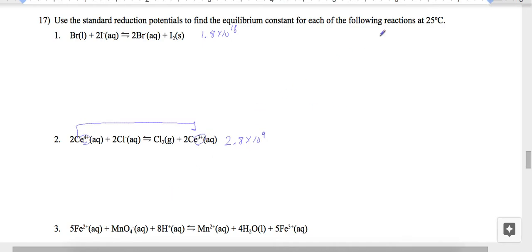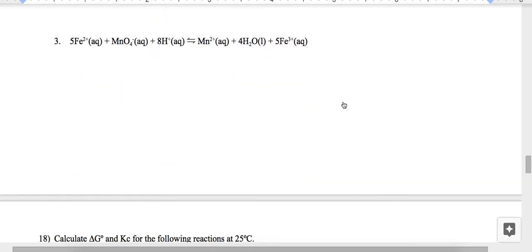Number 3 is the one that looks difficult. It is not. So let's get that up here. It looks difficult because there's lots of different pieces to this reaction, but only one thing is going to be oxidized, only one thing is going to be reduced. One is very obvious. We go from iron +2 to iron +3. This thing lost an electron, so it's oxidized. That means it's going to be the anode. The other one is this right here, the manganese.